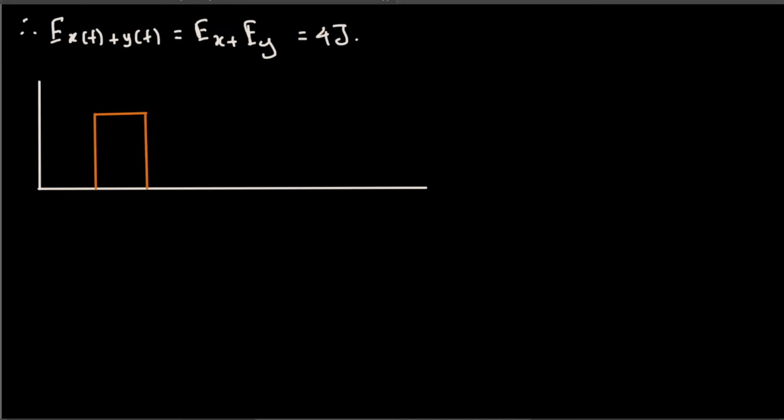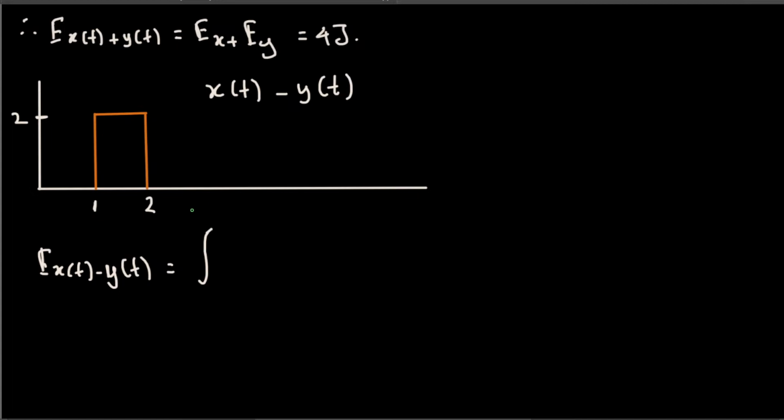Okay, the range here is 1 to 2, and the height is 2. And this is basically x of t minus y of t. The energy of this one can be calculated using this equation. Integration limits are from the x-axis, so this is 1 to 2, and then we have the height, that is 2, so this is 2 squared dt.